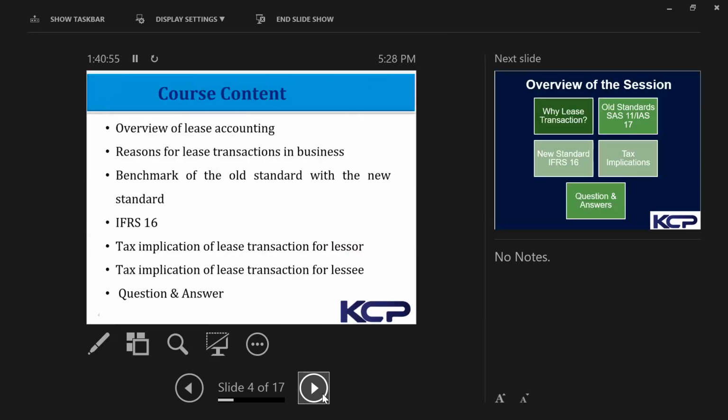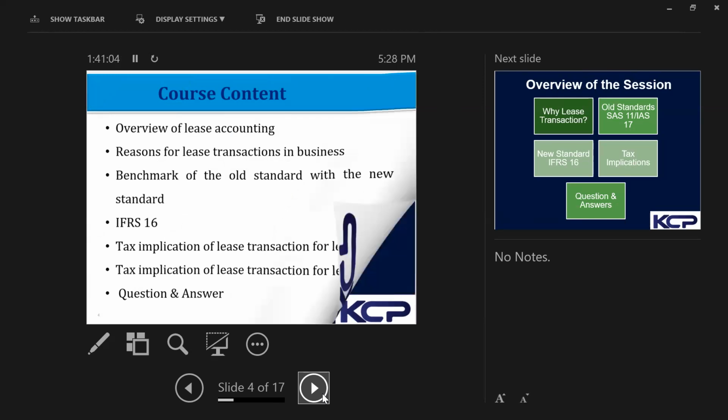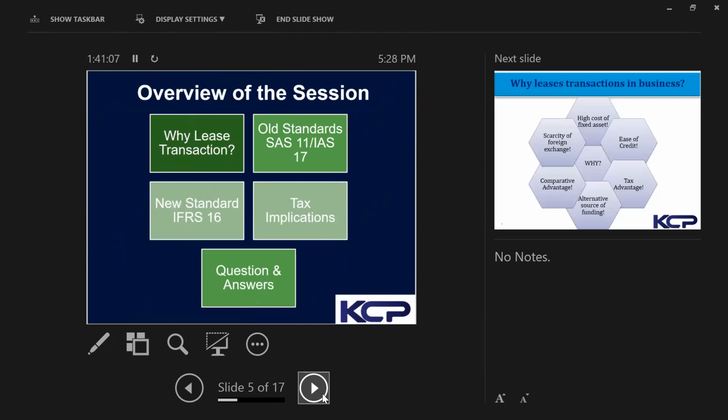So here we'll be talking about the overview, which I might not spend so much time on because the class is still fresh. The reason for this, the benchmark for this, and all of that. Before now I've discussed why lease transactions, the old standard, SAS 11, which I said has no material difference from IAS 17. It recognizes both operating lease and finance lease. The new standard is IFRS 16, and we've talked so much about it. So what we'll be laying more emphasis on is the tax implications and the questions.